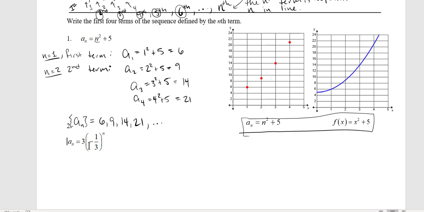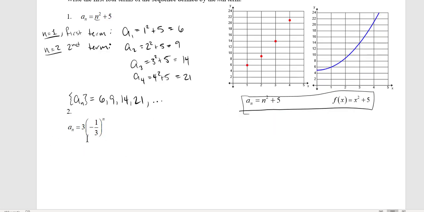Okay, so let's go up here, see a little bit more. Give myself some space there. Again, we just want to plot the first 4 terms of this sequence 3 times, where a_n, the nth term, equals 3 times negative 1/3 raised to the n power, where remember, n is just the position in line that you're looking at. So this sequence, well, in the first position, we'll put a 1 in. In the second position, we'll put a 2.